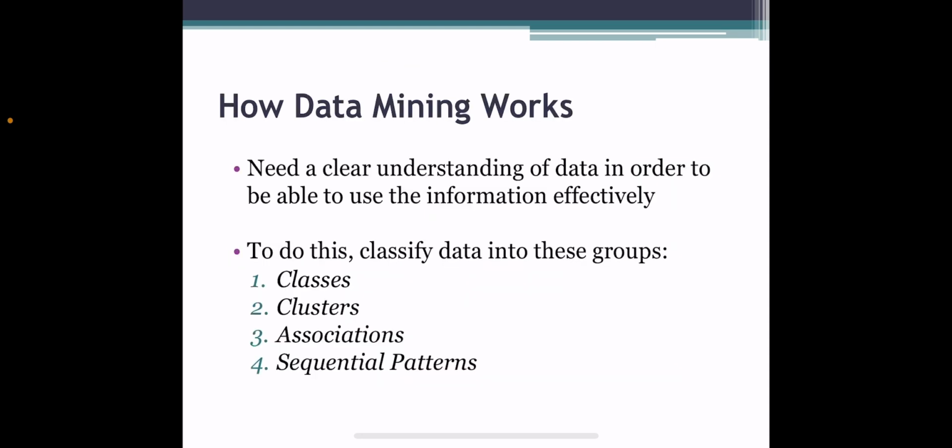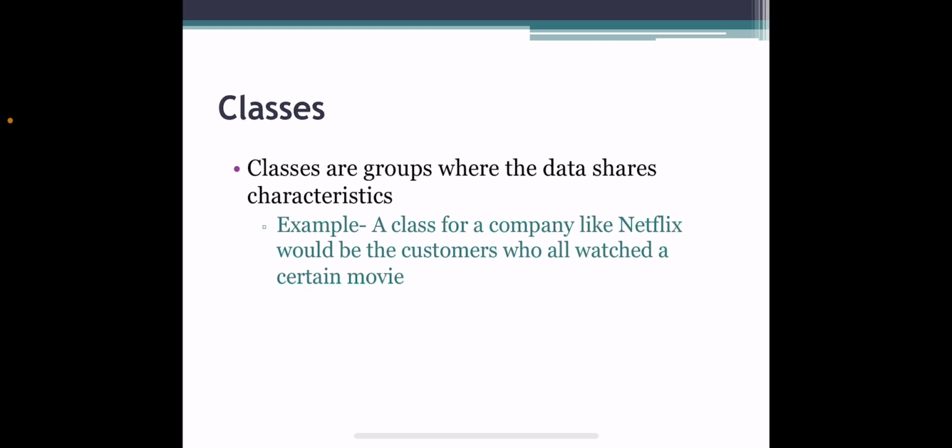How data mining works. Need a clear understanding of data in order to be able to use the information effectively. To do this, classify data into these groups. We have classes, we have clusters, and we have associations and sequential patterns. Classes are groups where the data shares characteristics.